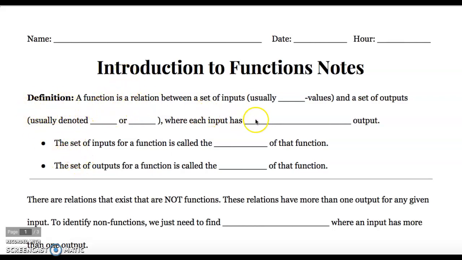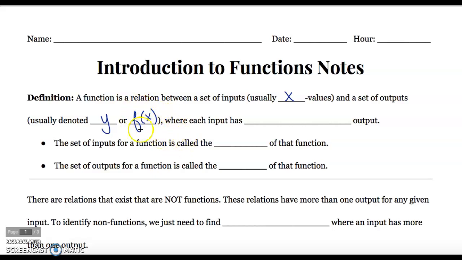So a function is a relation between a set of inputs. Usually when we do inputs inside of functions, we use an x value. So you're plugging x values into your function or into your equation. And then a set of outputs, usually denoted y, or more often what you will see moving forward is we use function notation, which is f of x. My f is just cursive. You can use a regular f, that's fine.